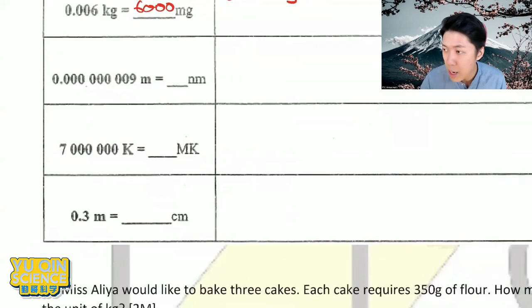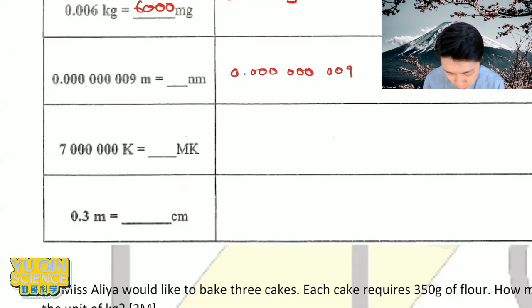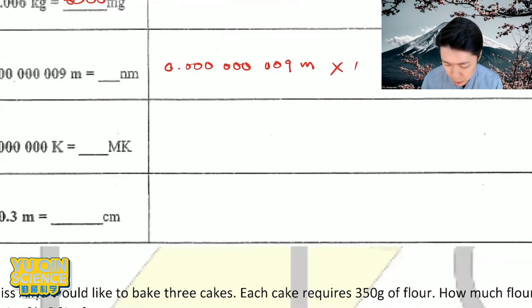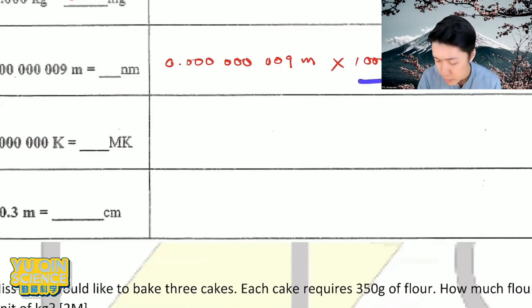So nano means we have 9 units here. Again, now we will write 0.000000009 meter, times how many? 1, 2, 3, 1, 2, 3. There you go. All good.